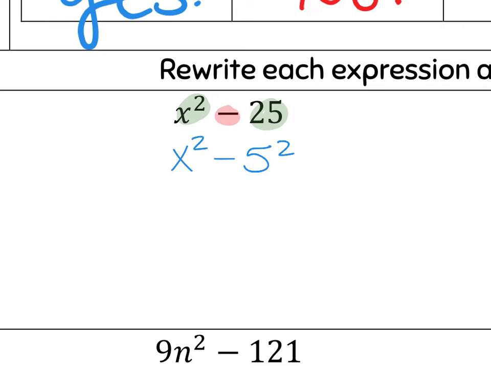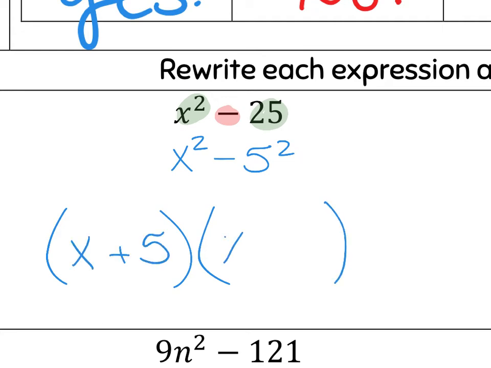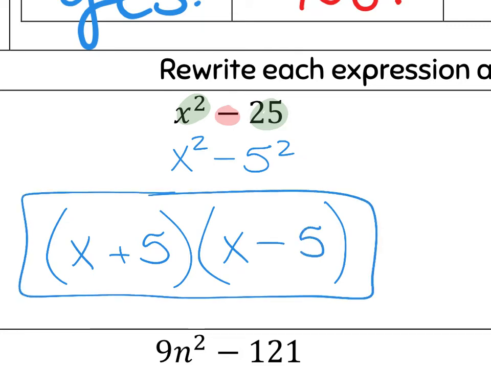The pattern says, if you look up at the top of your paper, that if you have a squared minus b squared, it automatically factors to the first thing plus the second thing, and the first thing minus the second thing. Boom, I'm done. I factored it. Do y'all see that pattern?